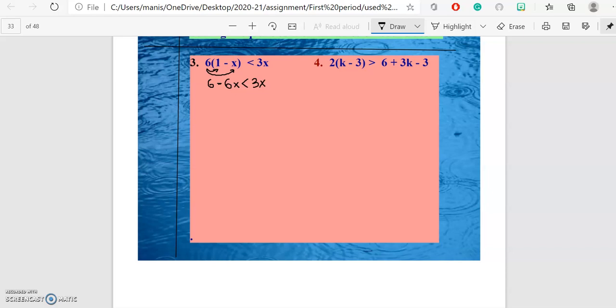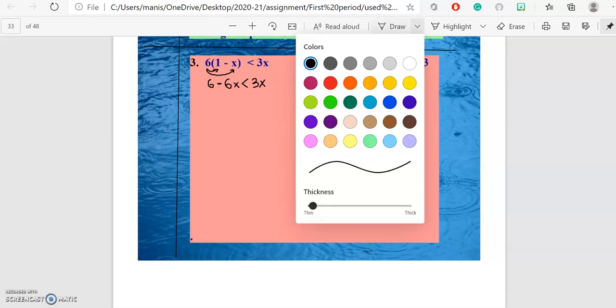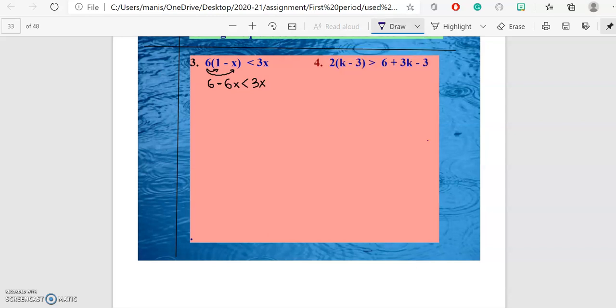Now how I will solve this problem is, since I have variables on both sides, I have to do something so all of my variables go to one side. To do that, I can add 6x to both sides. When I'm adding 6x to both sides, these two 6x and 6x will be cancelled out, because this one is negative 6x and this is positive 6x, which will give me 0. So this is my 6 is less than 3x plus 6x, which will give me 9x.